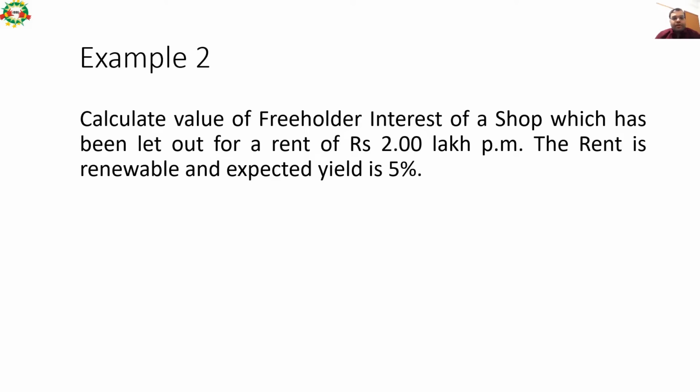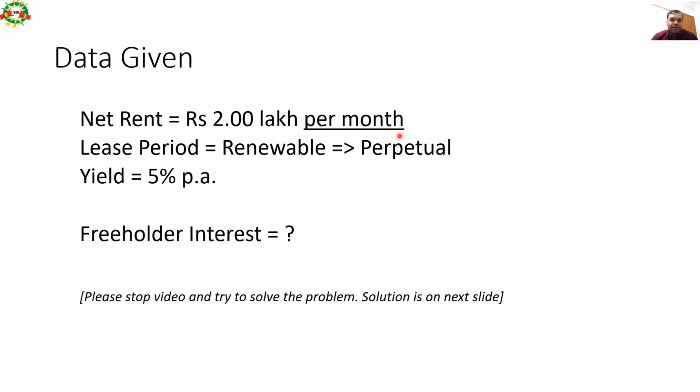Next question: calculate value of freeholder interest of a shop which has been let out for a rent of 2 lakh rupees per month. The rent is renewable and expected yield is 5%. So in previous case it was given 2 lakh rupees per annum. Now it is given 2 lakh rupees per month. So you have to always remember to see whether the rent has been given on monthly basis or annual basis. Again write down data.